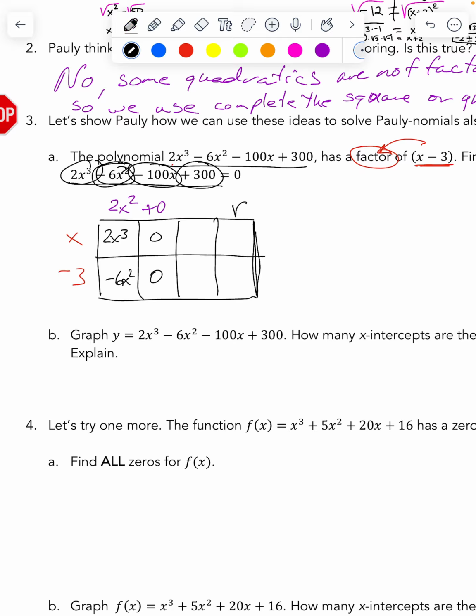And then I need negative 100x, so I'm going to put a negative 100x in this part right here. To get negative 100x, I do x times negative 100. And then negative 100 times negative 3 is positive 300, and that's what I needed at the last part. That's what I have right here. So I have a remainder of 0. I have nothing, so that means that it went in perfectly as it was supposed to.